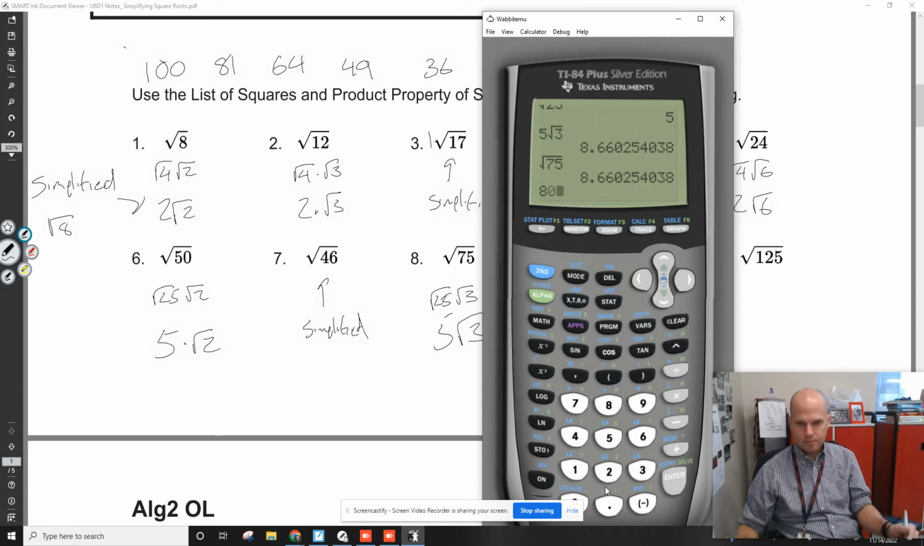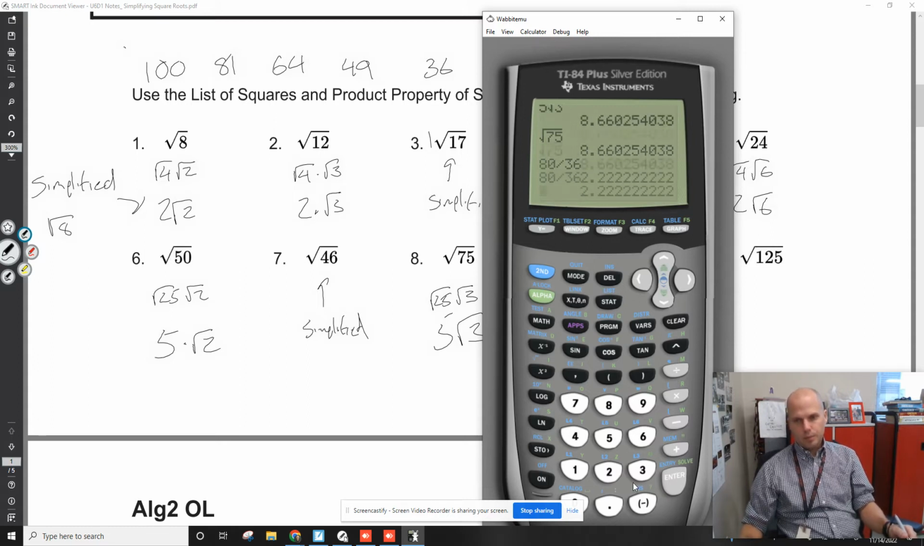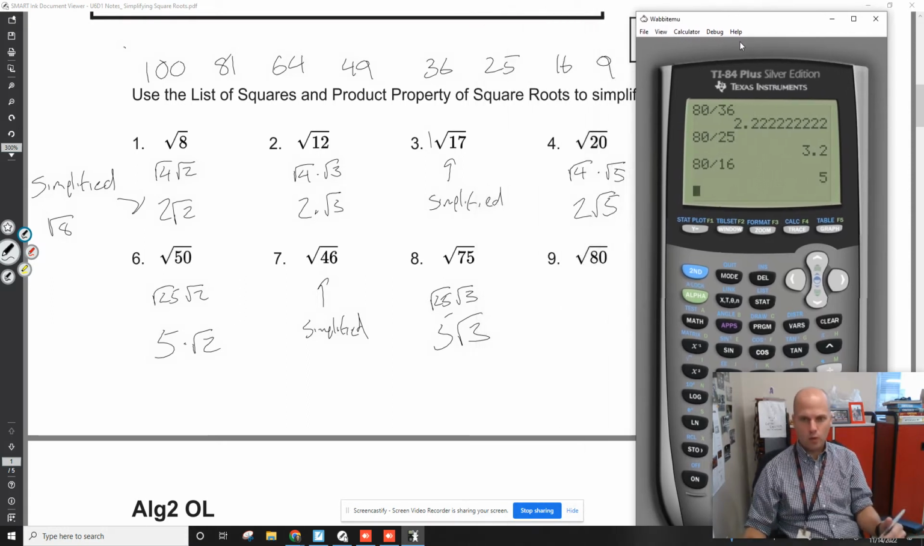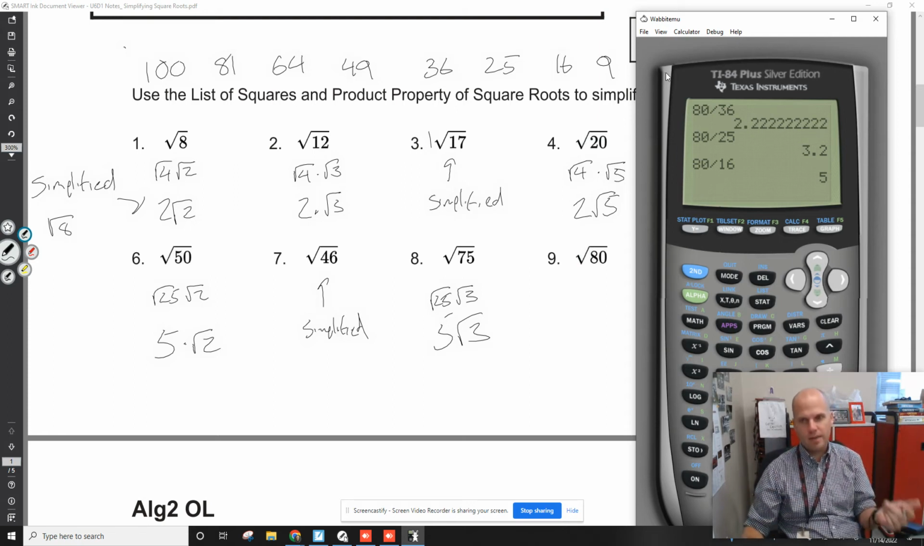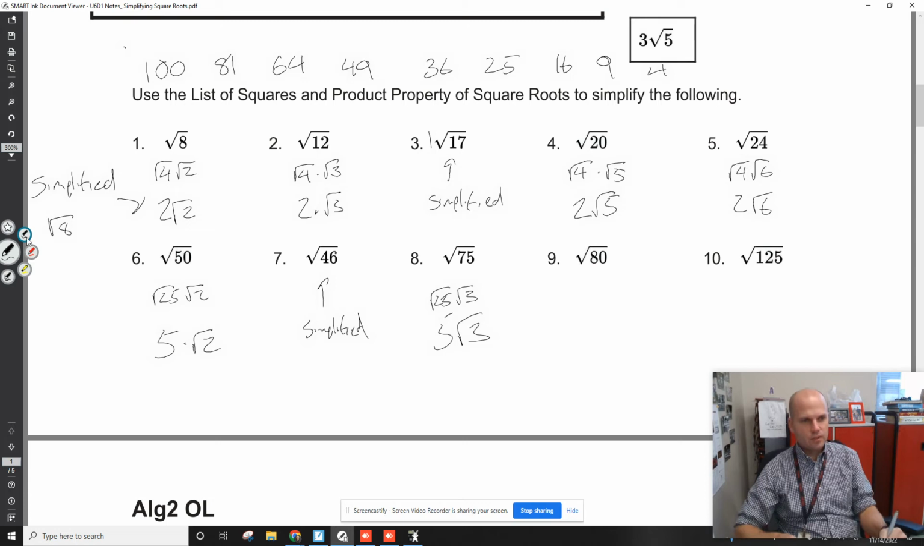80 is a big number. Let's try 36. Nope. Let's try 25. Nope. Let's try 16. Ooh, actually surprised by that. I was thinking we have to go down to 4. But this is how you got to do it. Because if you started with 4, you would have gotten a 20, and you could pull out another 4 out of that. So anyways, root 16, root 5. The square root of 5 is a decimal. The square root of 16 is 4. This is your simplified root 80.